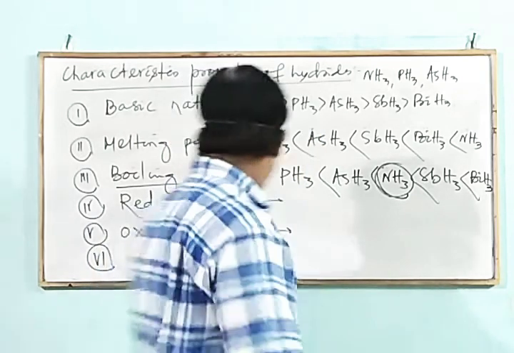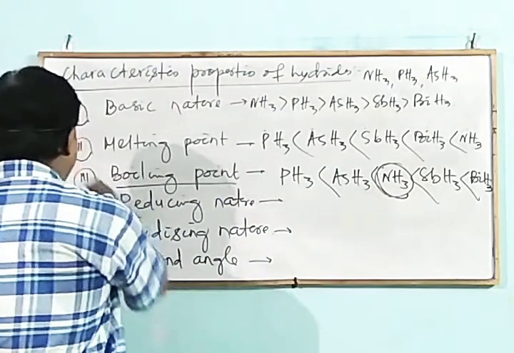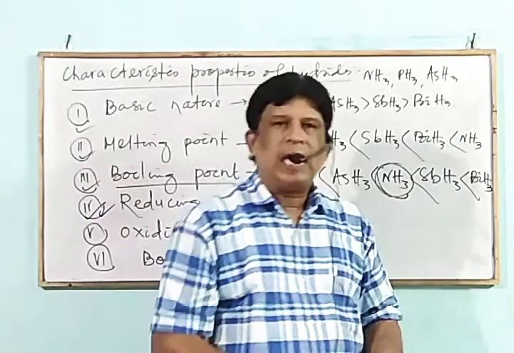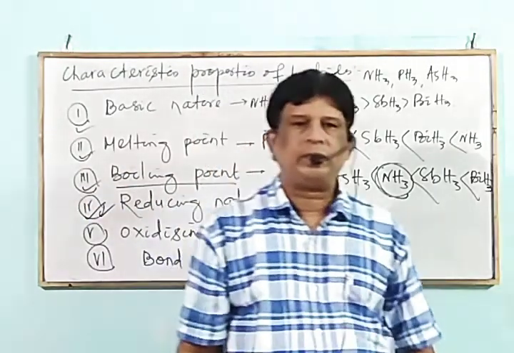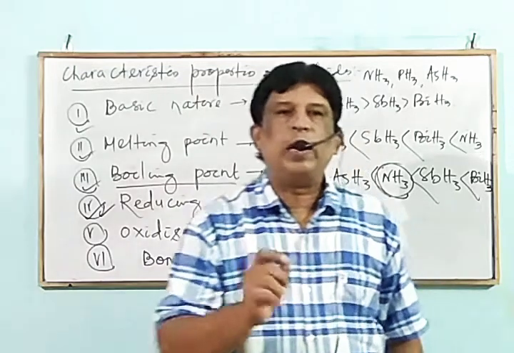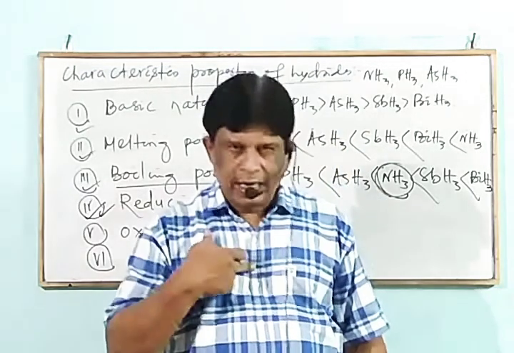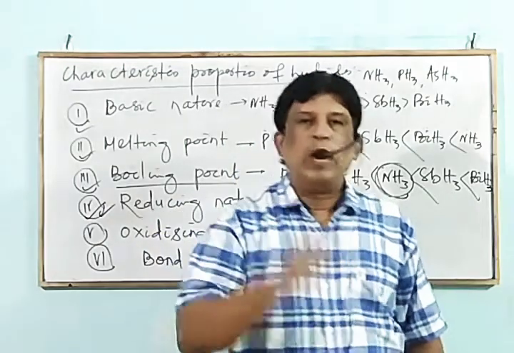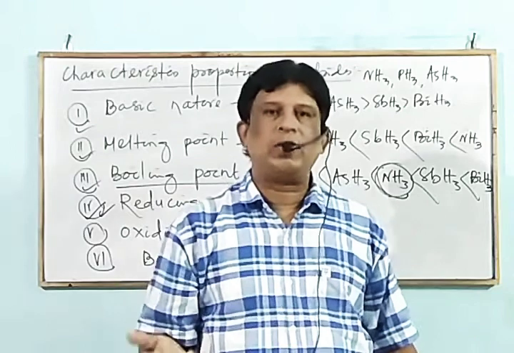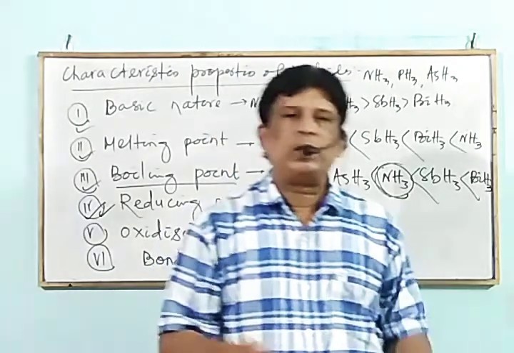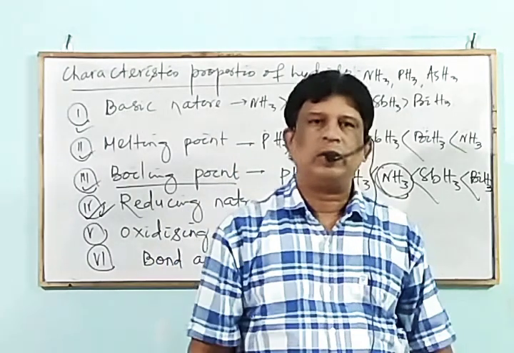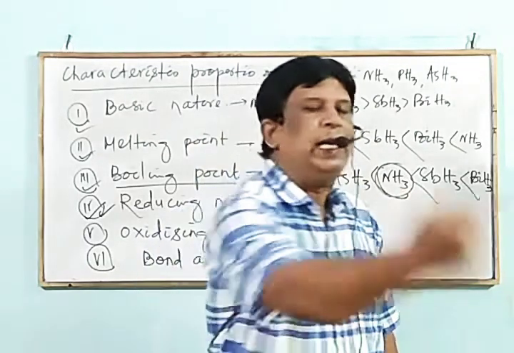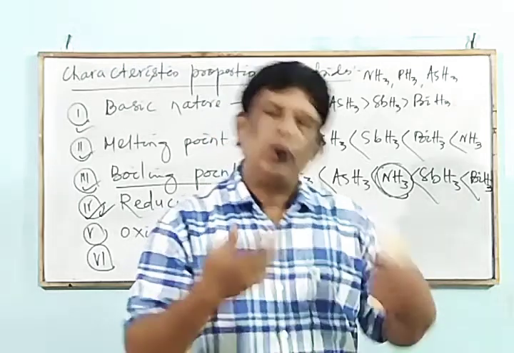Next we discuss the reducing nature. Reducing nature means acting as a reducing agent. What do you mean by reducing agent? An agent who helps in reduction of others. Reduction means gain of electron, oxidation means loss of electron. So one species who helps in gaining of the other means itself loses electron.